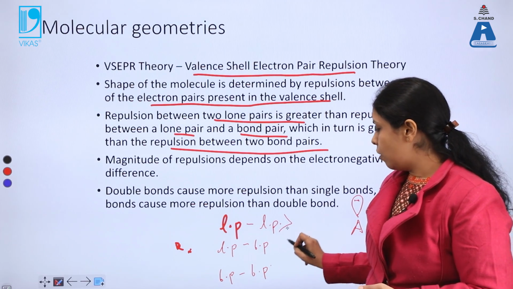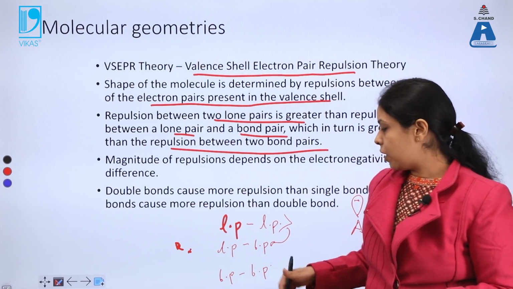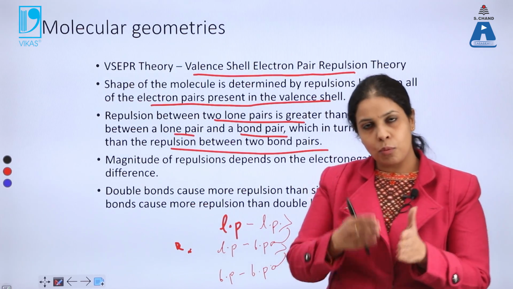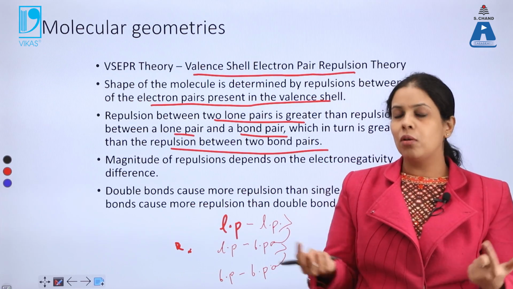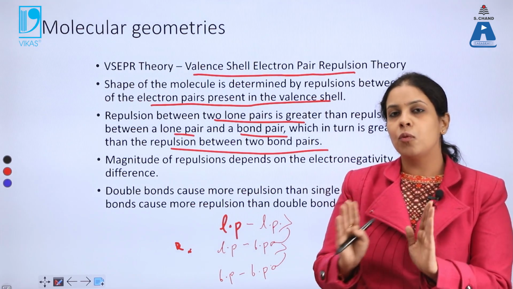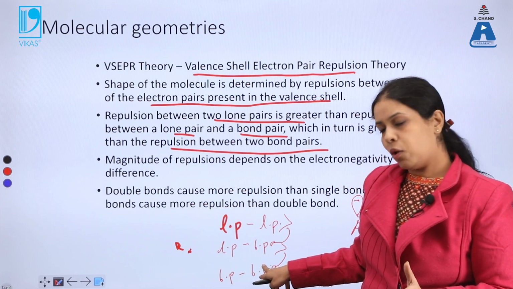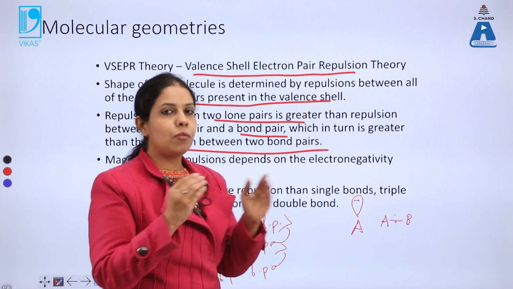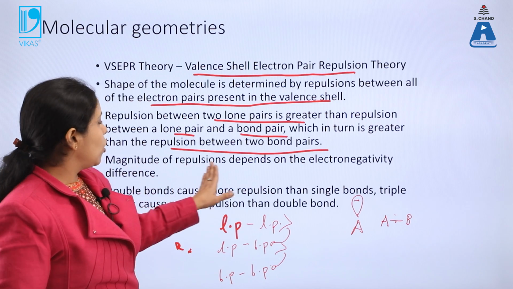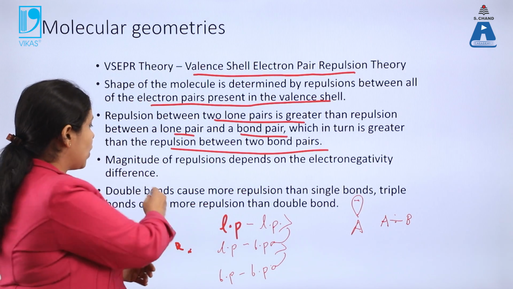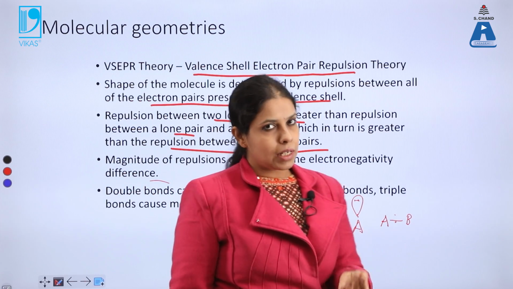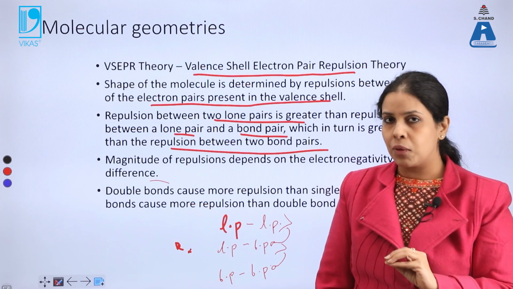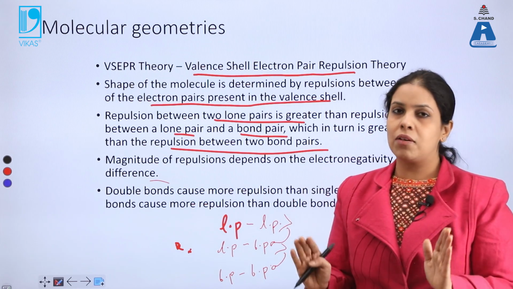Lone pair repulsion would be greater than lone pair bond pair repulsion, which in turn would be greater than bond pair repulsion. Because bond pairs and lone pairs are both present in a particular molecule, we have to consider whether the repulsion is between lone pair and lone pair, lone pair and bond pair, or bond pair and bond pair. So the extent of repulsion will depend on the extent of interaction between these electron pairs. Magnitude of repulsion depends on the electronegativity difference as well. We have already discussed this very important property, electronegativity. Depending on which atom is forming a molecule and what electronegativity it exhibits, we will be able to define the molecular geometry.